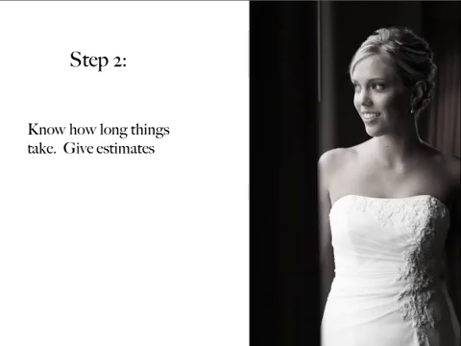Step two is you need to know how long things usually take. So I give my couples an estimate. For example, I say the total amount of time that I usually say for all of the more formal pictures, from the pictures of the bride and groom to the wedding party to the family to the large family groups, is an hour and a half. That's the estimate that I give them for my time. Then we can break down when we take those photos from there.